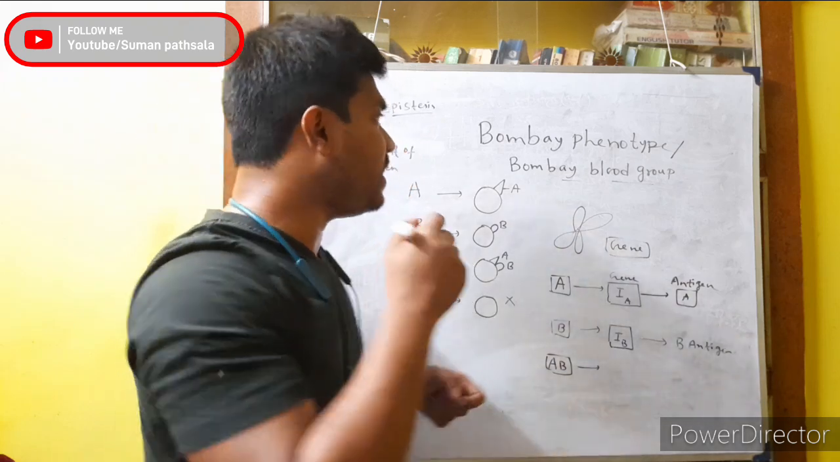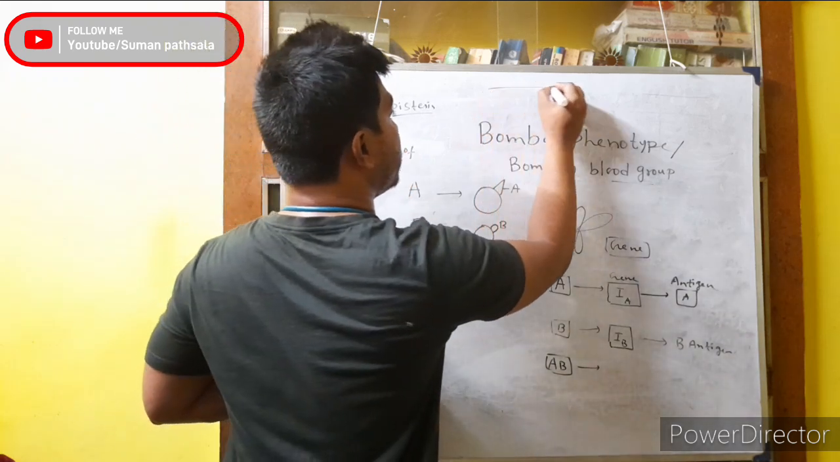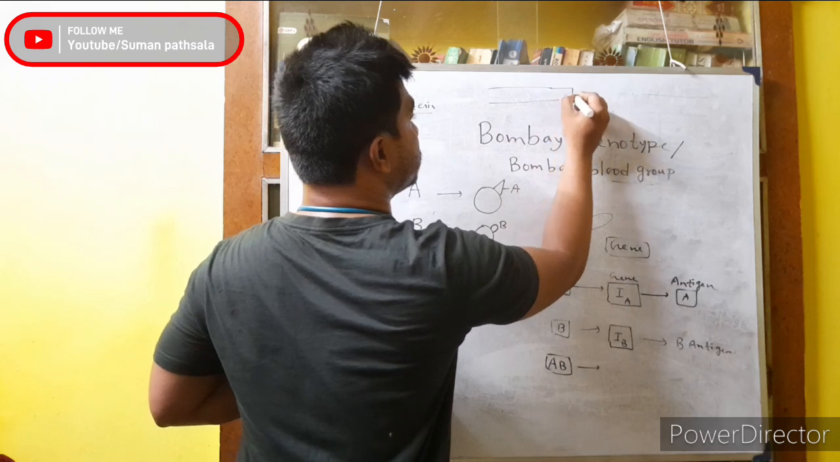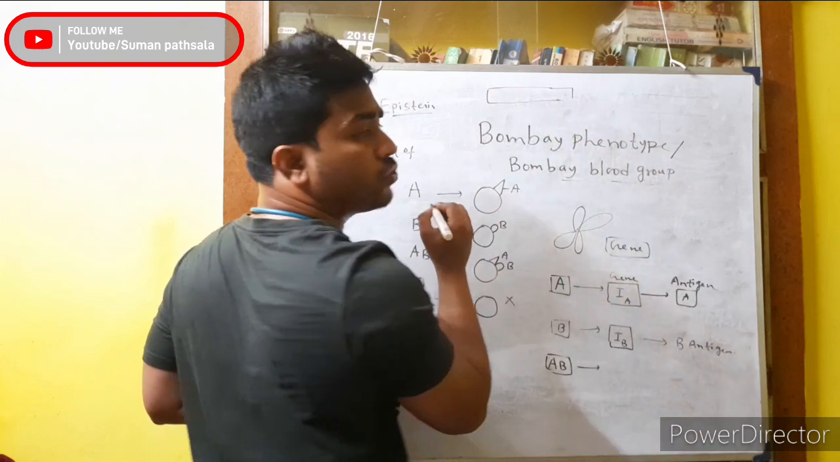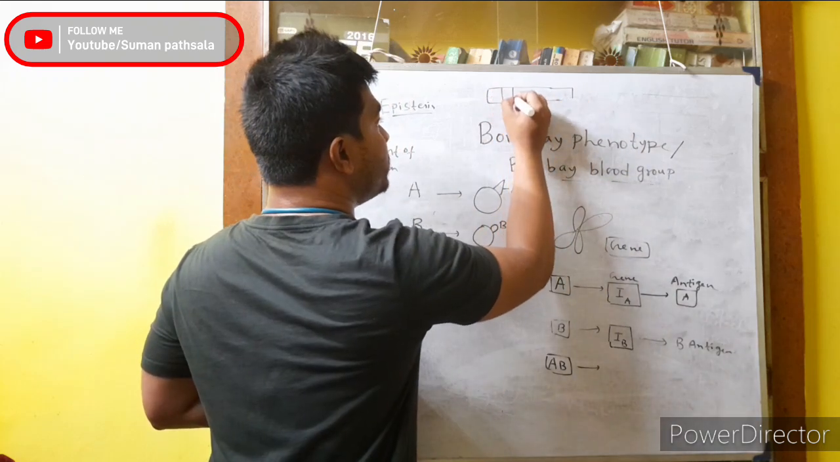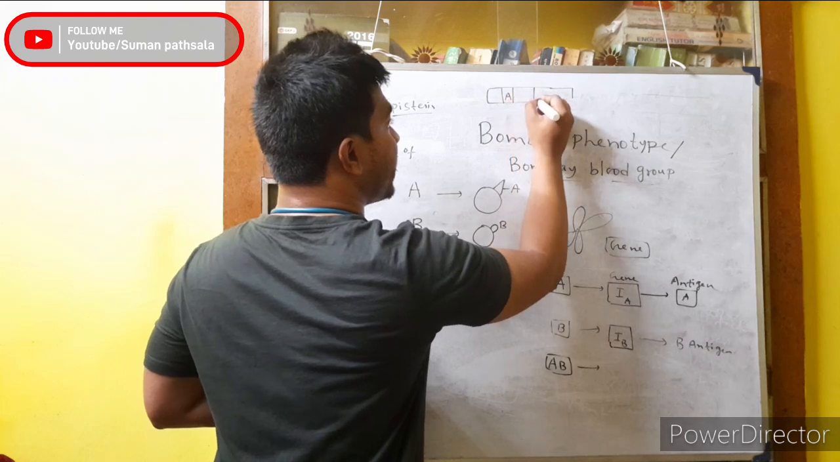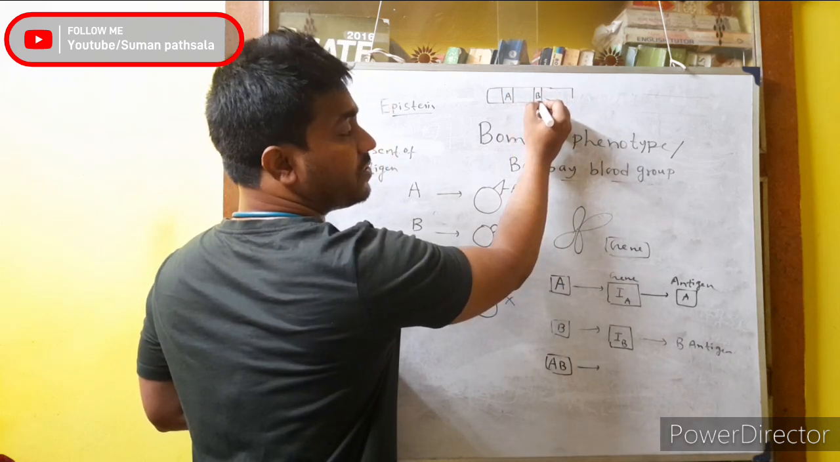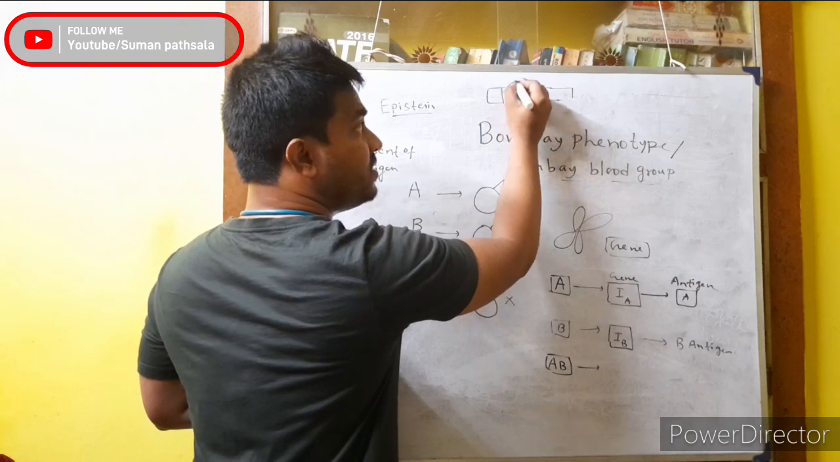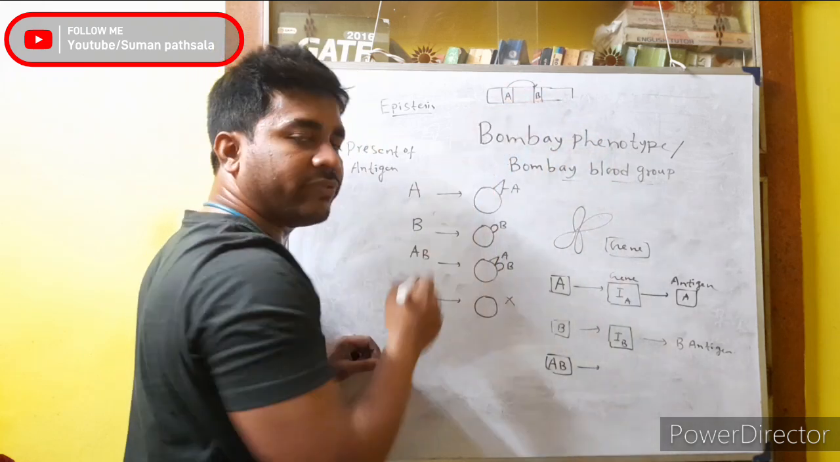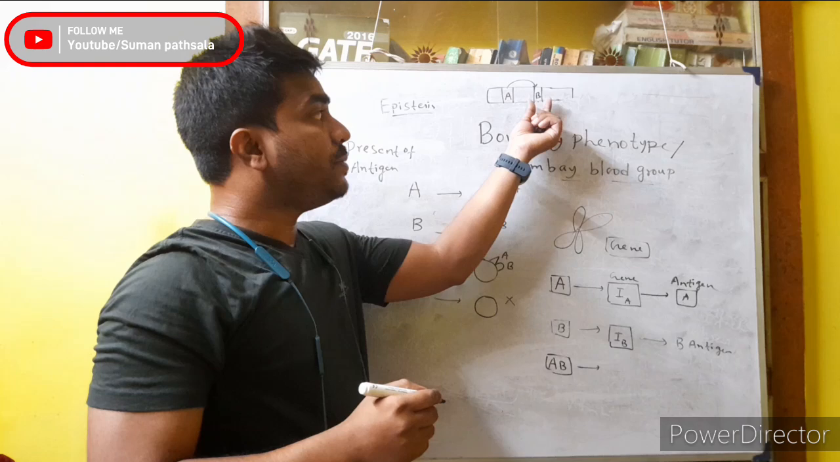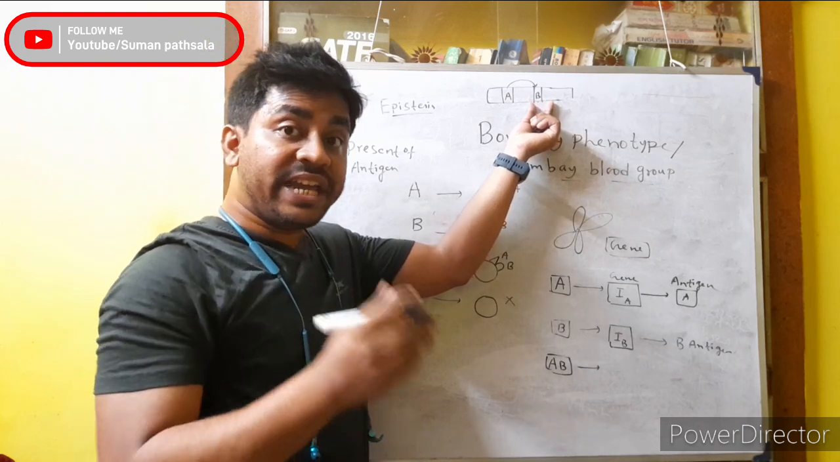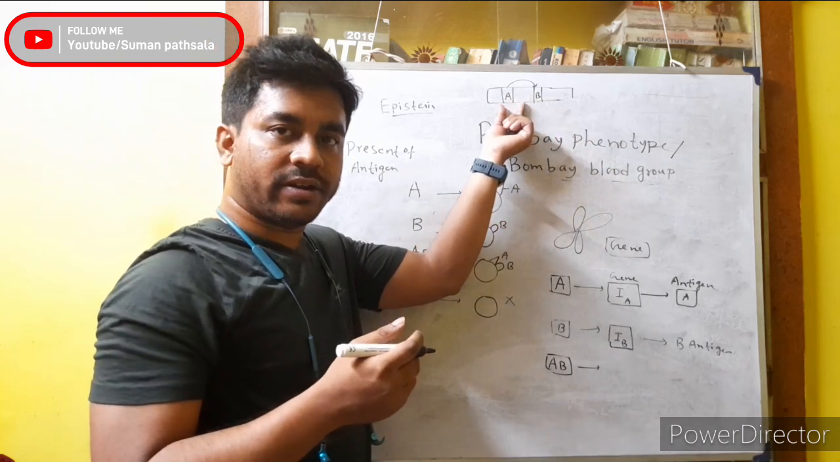Suppose I draw here, this is one type of chromosome. Within the chromosome, this is one type of gene, this is another type of gene. If this gene is expressed only when the other gene is active, that means the B gene's activation depends on A, right?